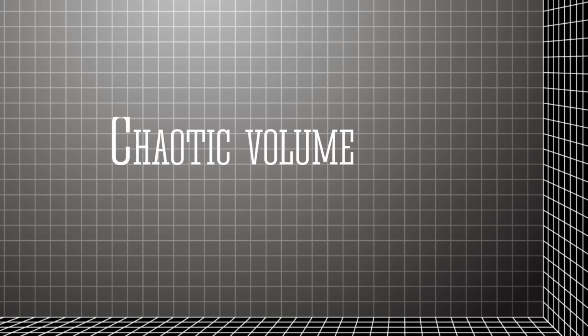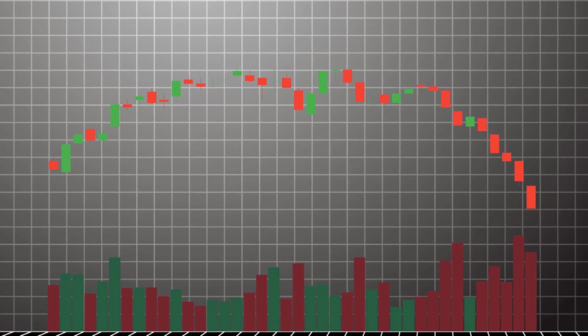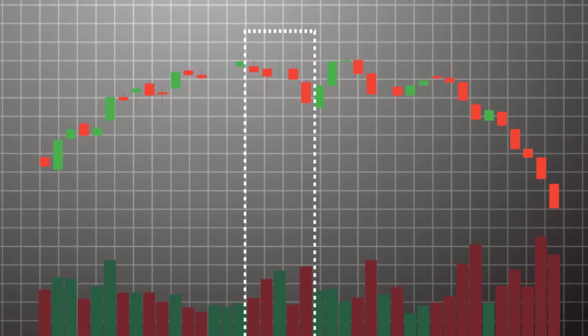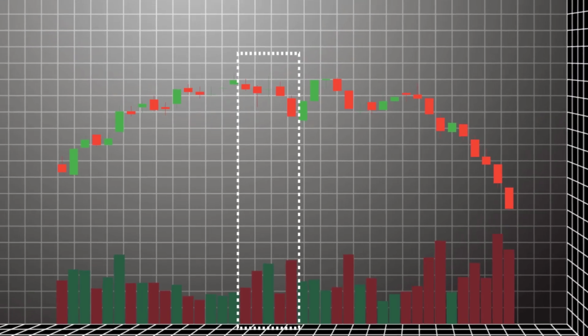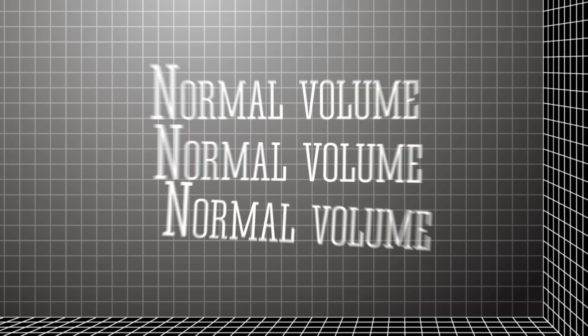Number 4. Chaotic volume. This term is often used in short-term trading. It refers to a mismatch between trading volume and price direction. Chaotic volume can be a key sign of an upcoming trend reversal, alerting traders to the possibility of major price swings ahead. Number 5. Normal volume.